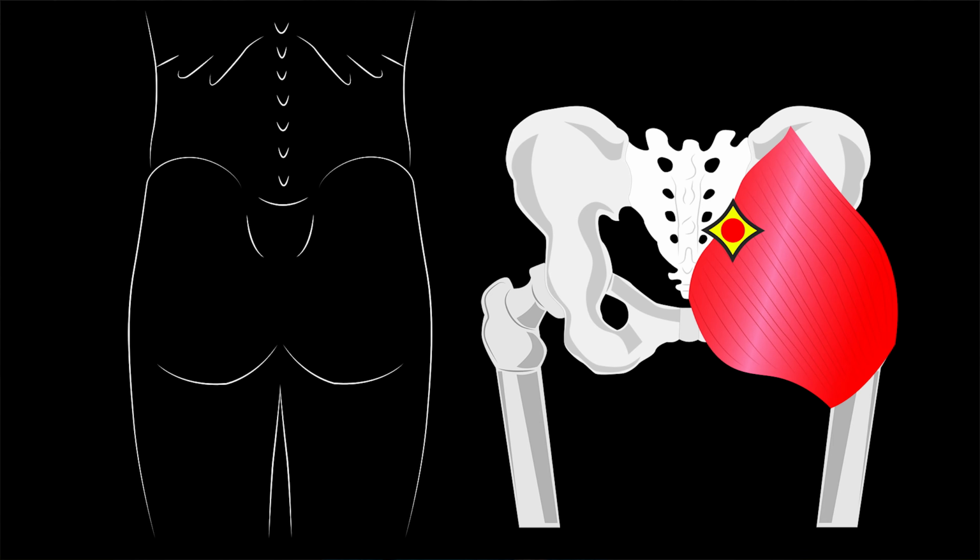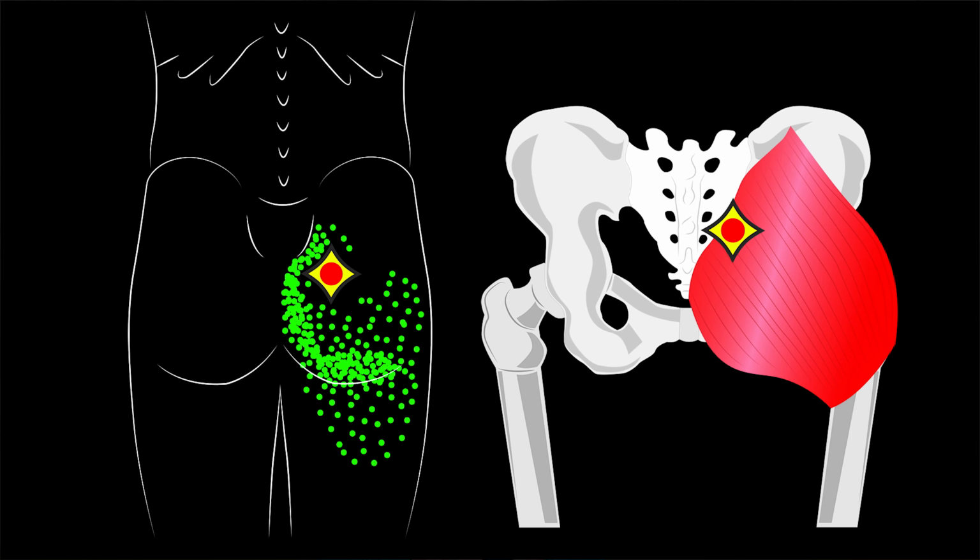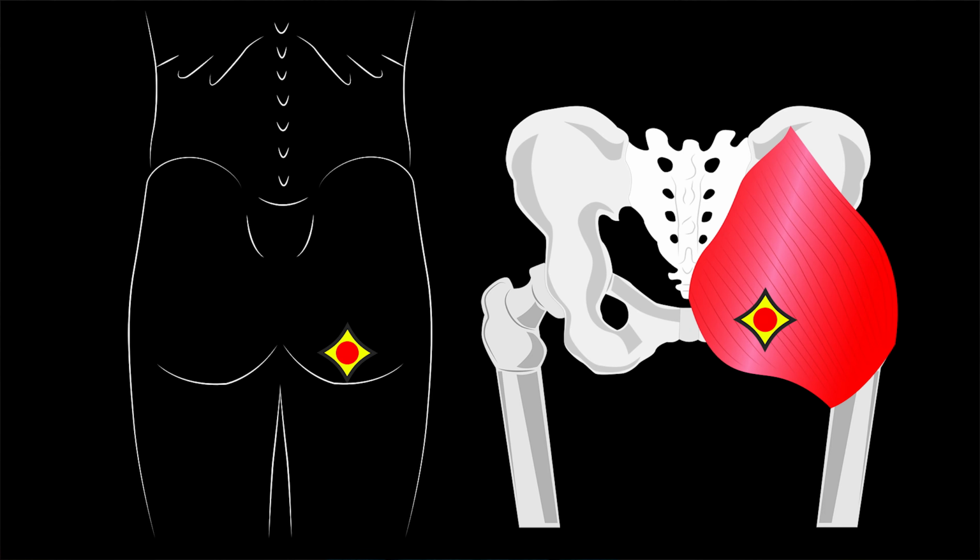The first trigger point is located near the sacrum and reflects pain in the sacroiliac joint area, along the gluteal fold and into the upper part of the back of the thigh. Sometimes pain may occur in the lower back. The second trigger point is the most common and is located just above the ischial tuberosity.